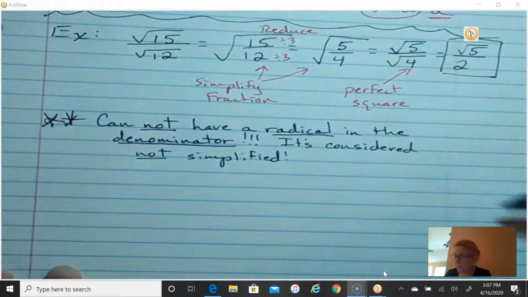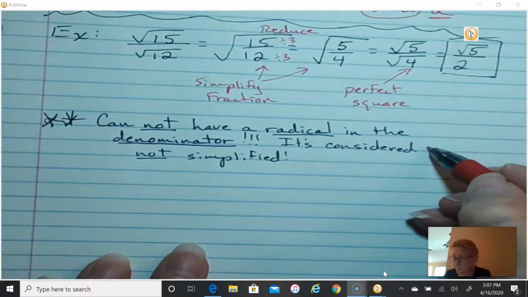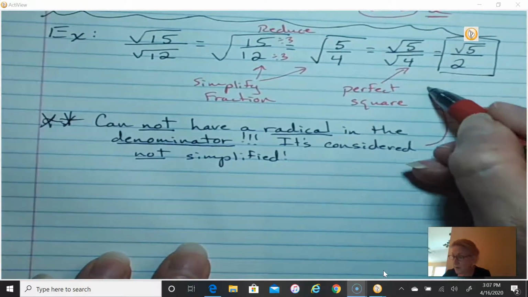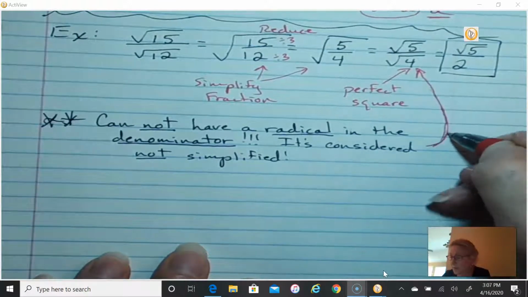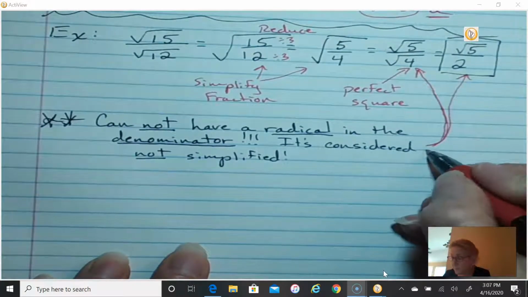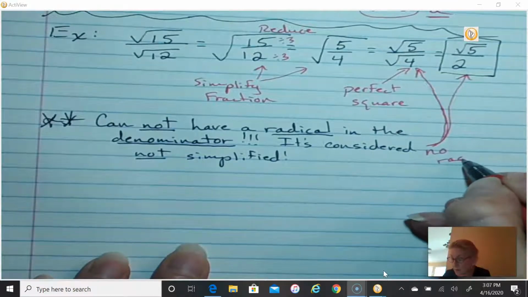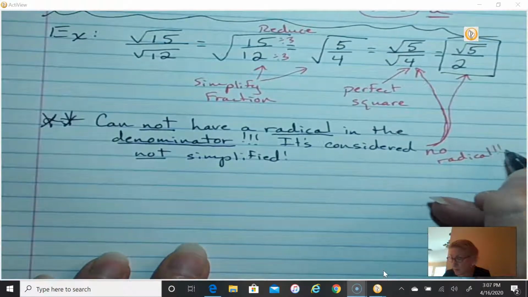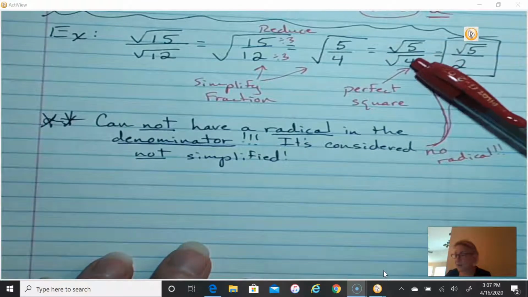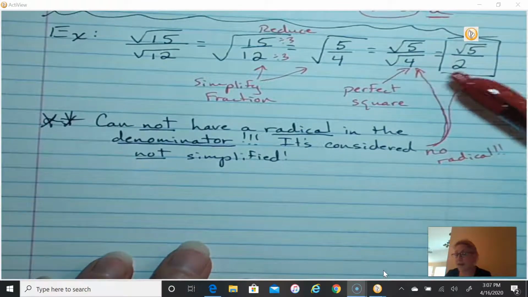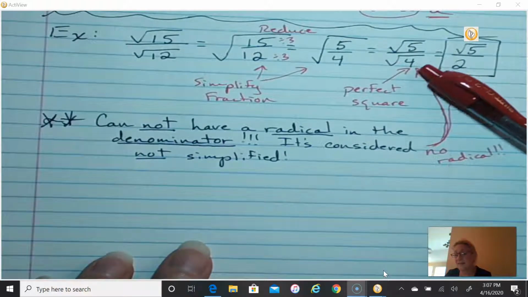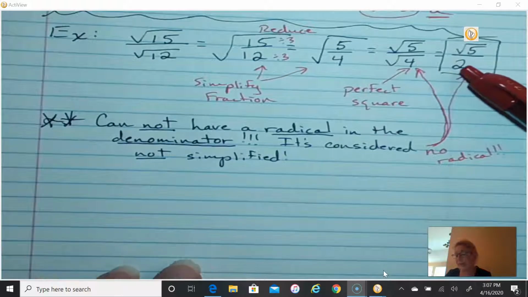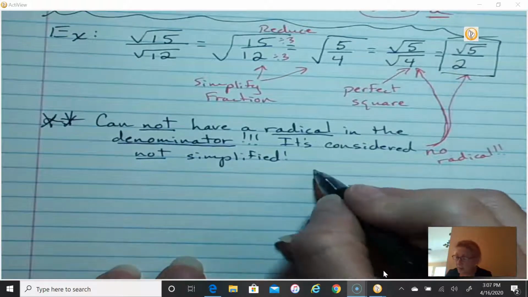Okay? See, like, look right here. See that 4 had the radical sign? And we got rid of it. No radical. You cannot have a radical sign in the denominator, so you got to get rid of it. In this case, that was a perfect square, so we were able to get rid of it real easily. So I'm going to give you an example.